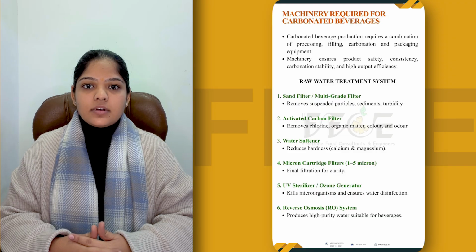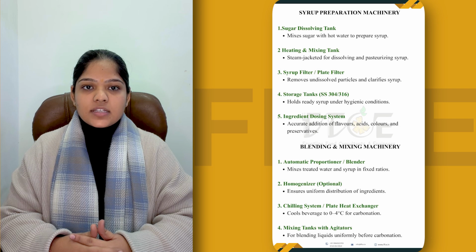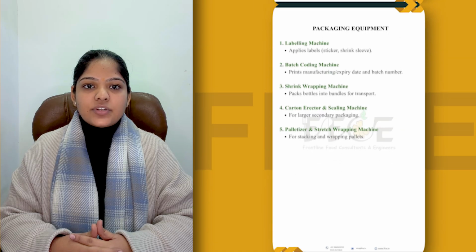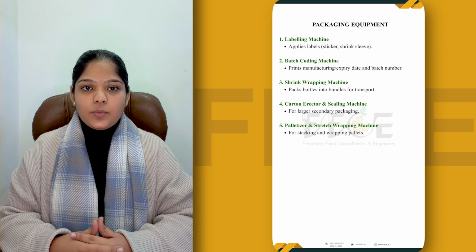Carbonated beverage manufacturing requires specialized machinery for water treatment, syrup preparation, blending, carbonation, filling, and packaging. Key equipment includes RO system, syrup tanks, proportioners, chillers, carbonators, filling machines, cappers, labelers, and shrink wrapping machines. The level of automation depends on plant capacity, ranging from semi-automatic to fully automatic high-speed lines. So now we're discussing each equipment.